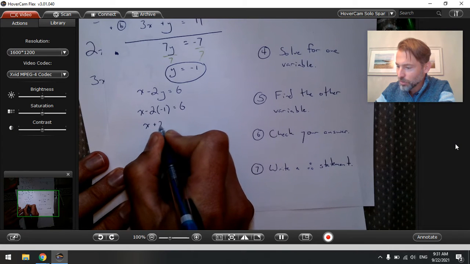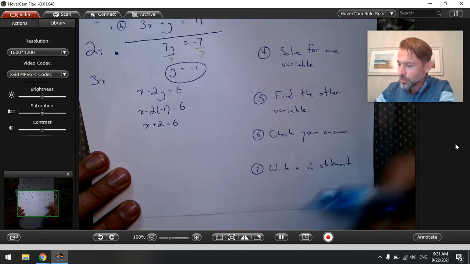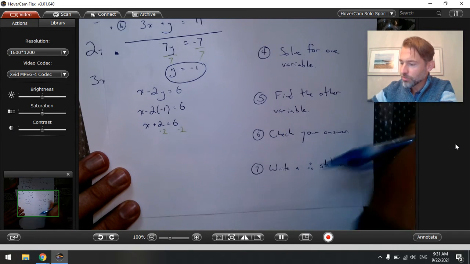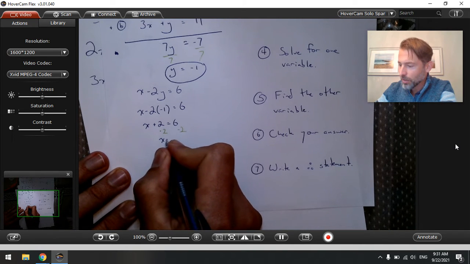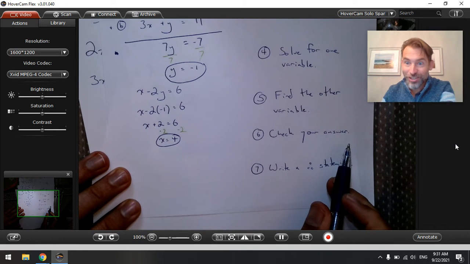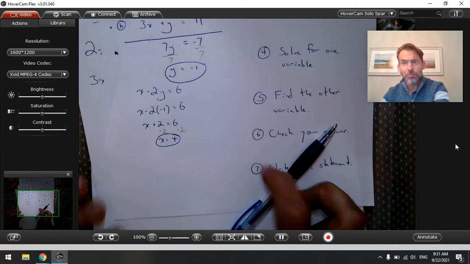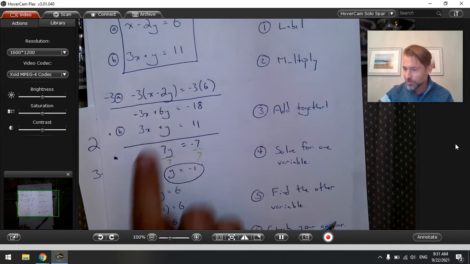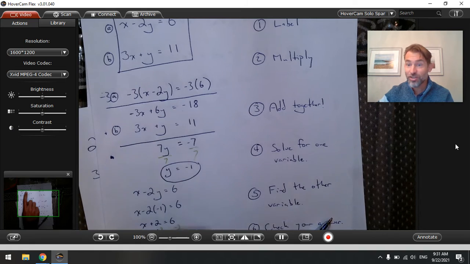x plus 2 equals 6. Subtract 2 from both sides. Gives me x equal to 4. Circle it. Okay, now it says I should check my answer. How do you check your answer, Mr. Jennings? So many ways. One is I can substitute these into these equations and check.